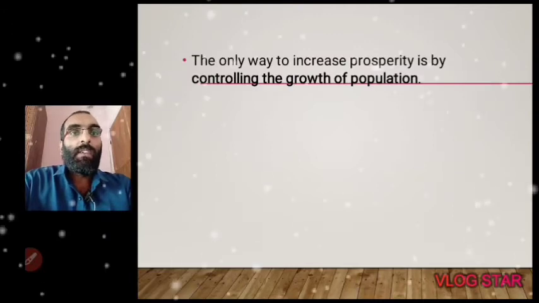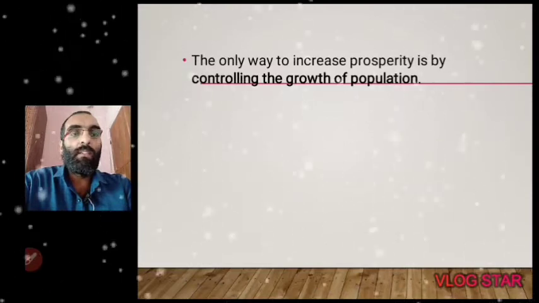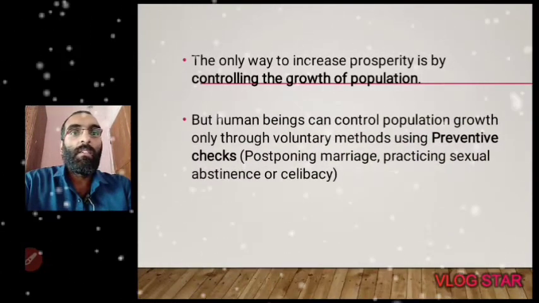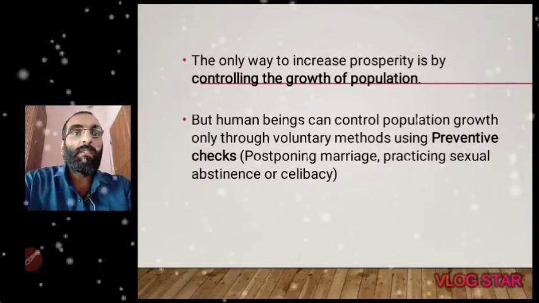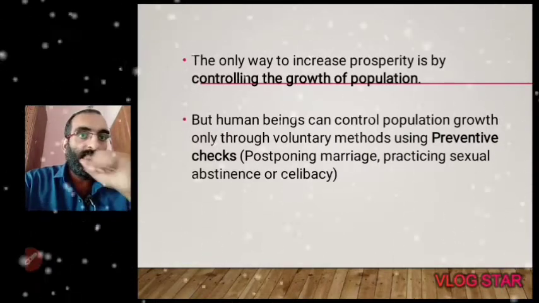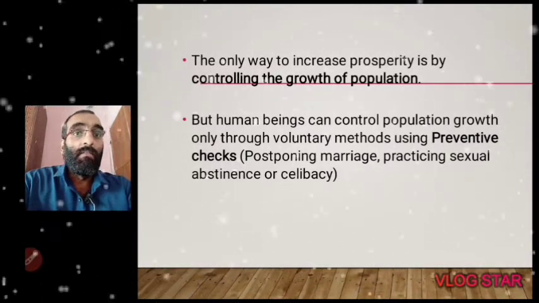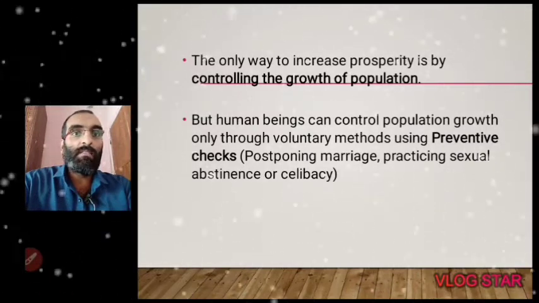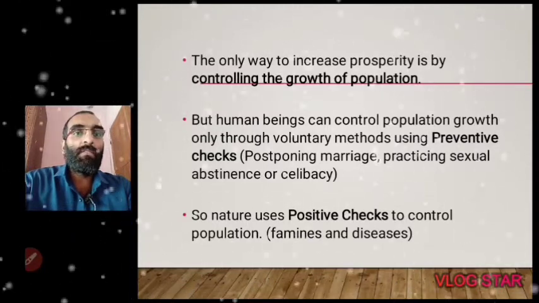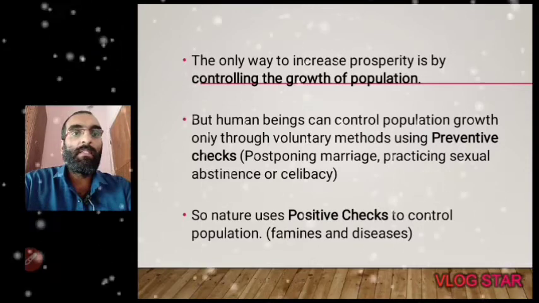The only way to increase prosperity is by controlling the growth of population. That is what Malthus is saying. But a human being can control population growth only through voluntary methods, using preventive checks, postponing marriage, practicing sexual abstinence or celibacy. Nature uses positive checks to control population, that is famine and diseases.